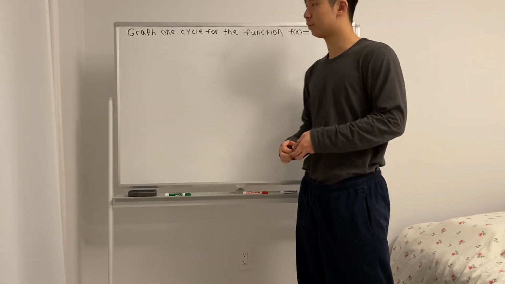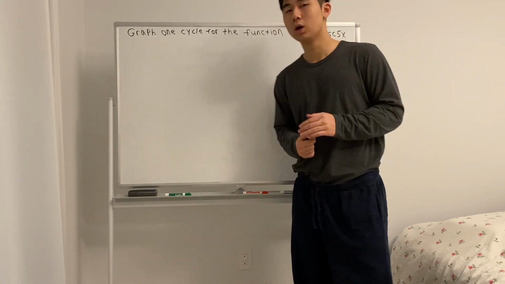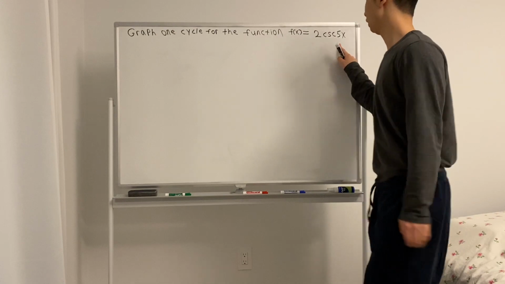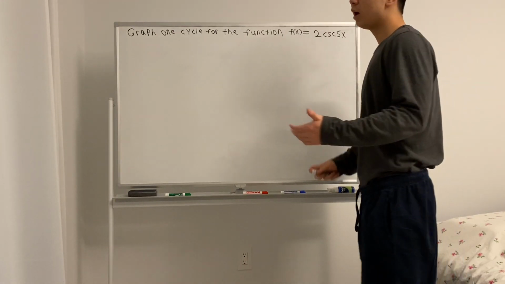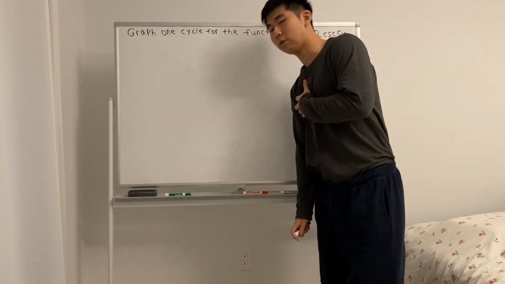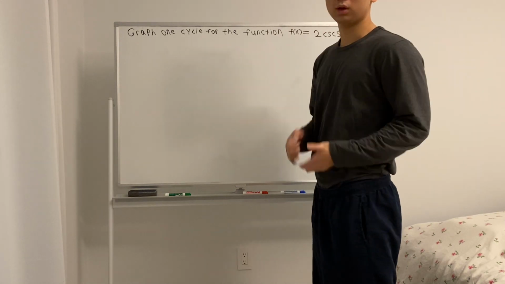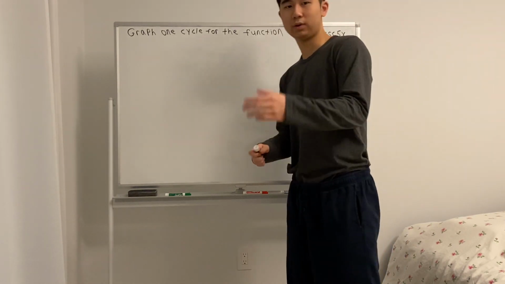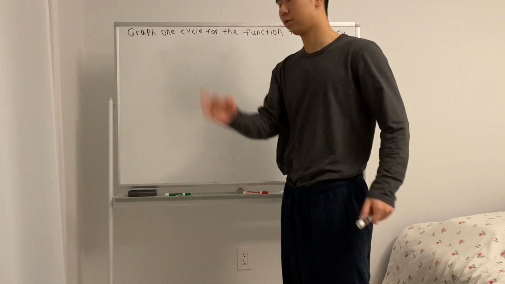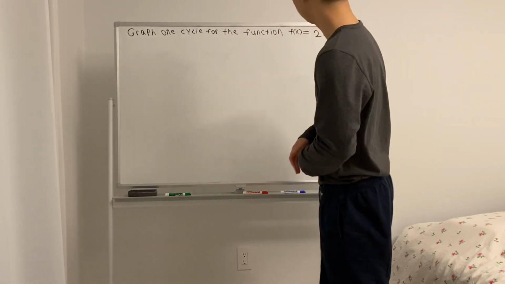Hello, in this video I'm going to be graphing a cosecant function involving transformation. So basically the point of this video is I'm going to show how I like to graph the reciprocal of one of the three primary functions: sine, cosine, tangent.